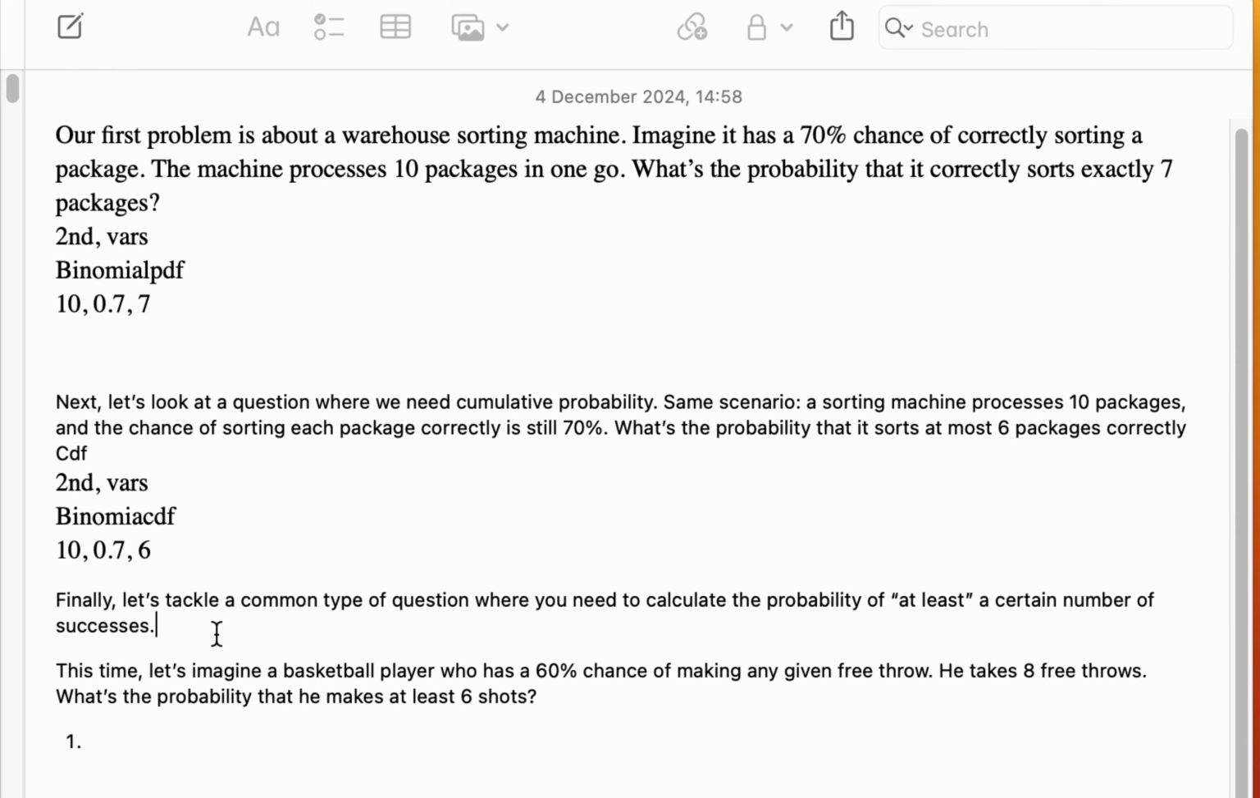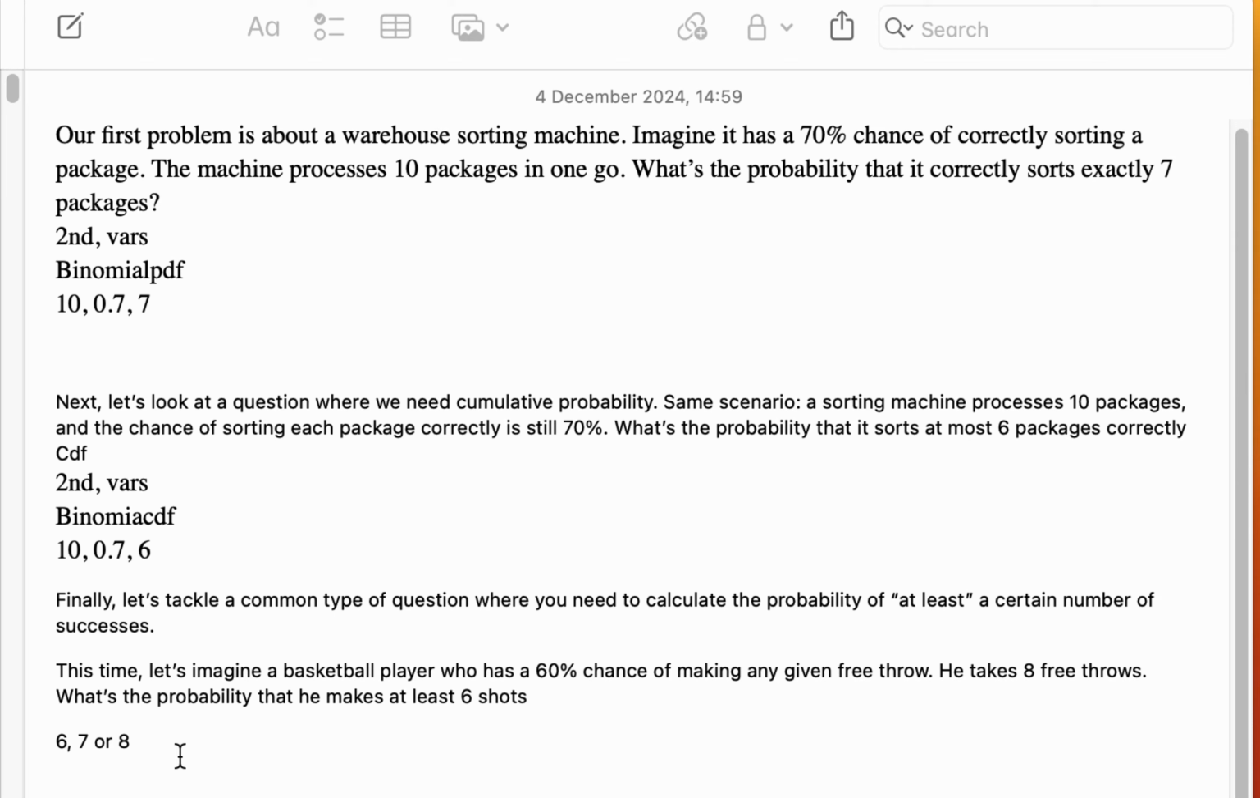This time we're going to tackle the common question where you need to calculate the probability of at least. This time let's imagine a basketball player who has a 60% chance of making any given free throw. So when we do this, at least 6 means 6, 7 or 8 shots. What's the probability that he makes at least 6 shots?